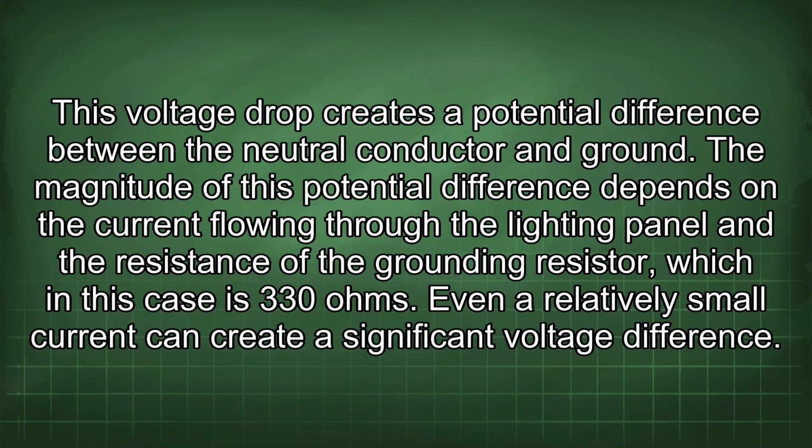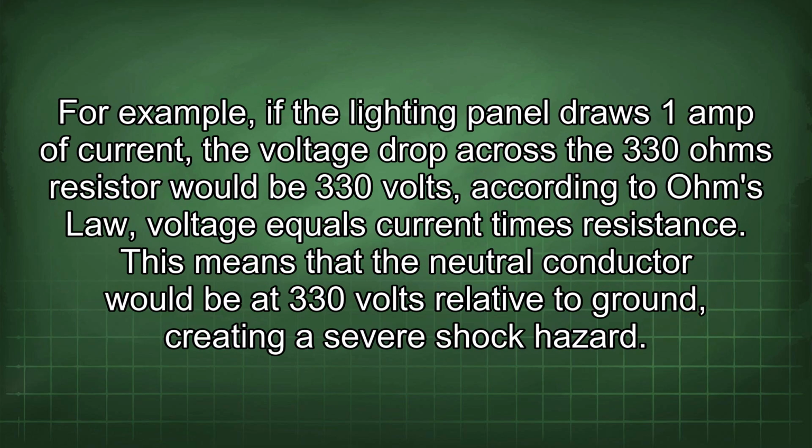The magnitude of this potential difference depends on the current flowing through the lighting panel and the resistance of the grounding resistor, which in this case is 330 ohms. Even a relatively small current can create a significant voltage difference. For example, if the lighting panel draws 1 amp of current, the voltage drop across the 330 ohm resistor would be 330 volts. According to Ohm's law, voltage equals current times resistance. This means that the neutral conductor would be at 330 volts relative to ground, creating a severe shock hazard.